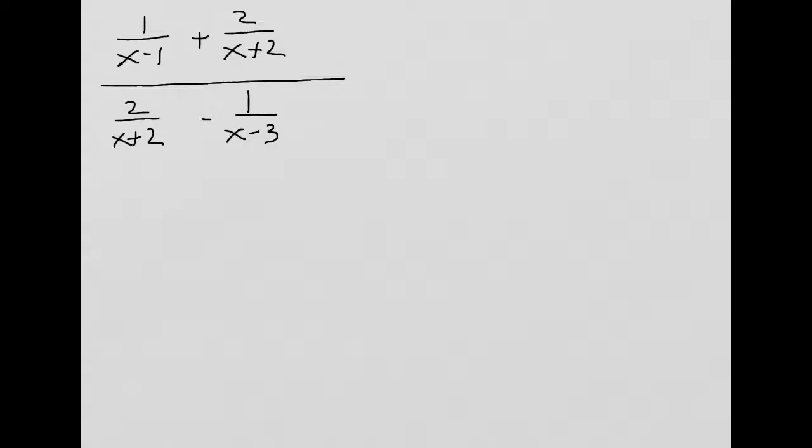So what's the approach here? Well, basically we want to get one fraction in the numerator and one fraction in the denominator, because then there's a step that we can do to take care of that. So the first thing we want to do is simplify the numerator. We'll do that separately. We want to take the 1 over x minus 1 plus 2 over x plus 2, and then add these together.